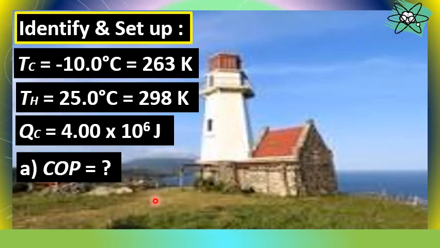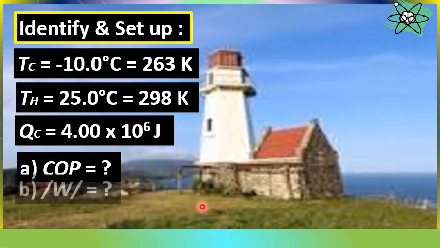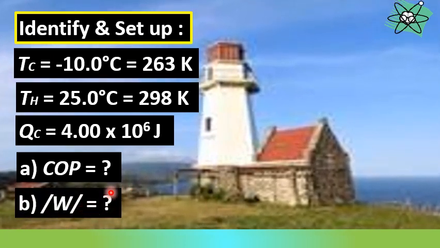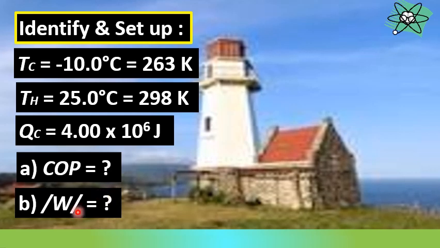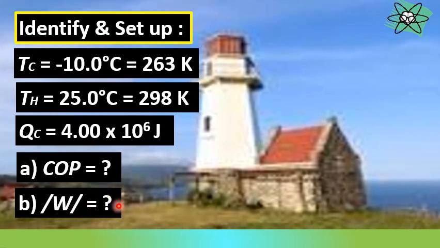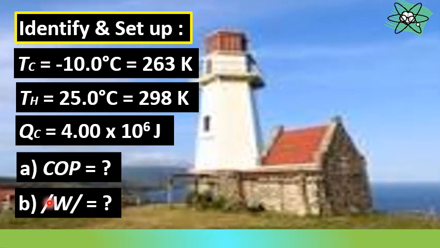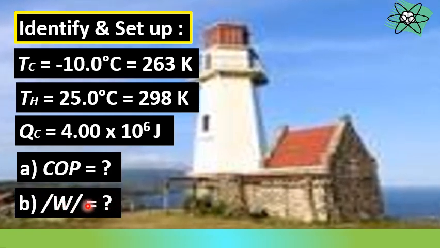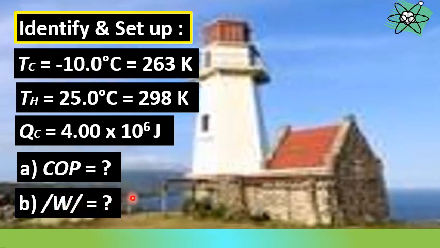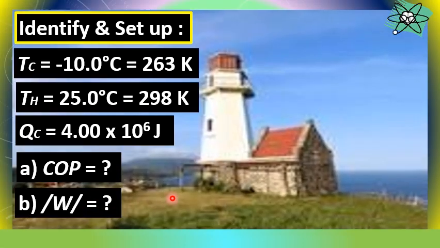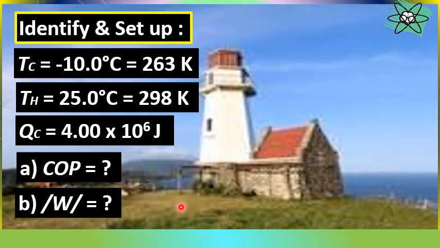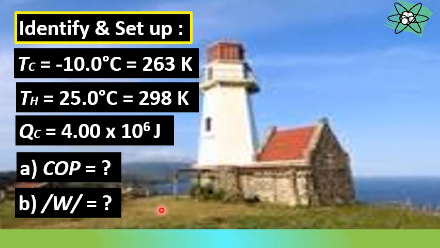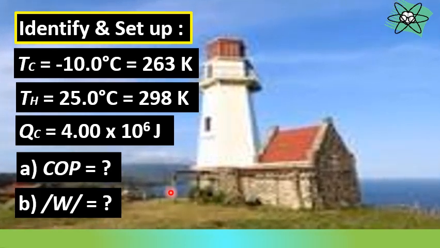And the other target variable is the amount of work or work input. We label that here as the absolute value of W. We are only interested in the magnitude of the work input. This is the work done by the compressor of the refrigerator.